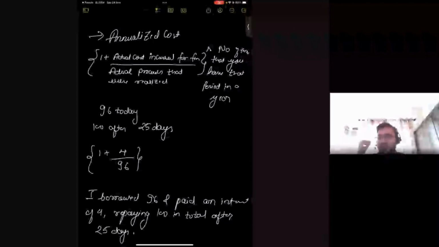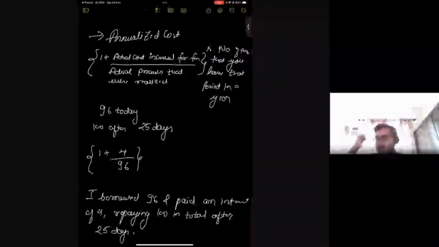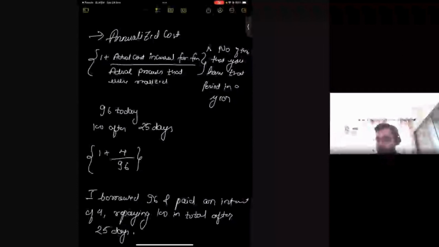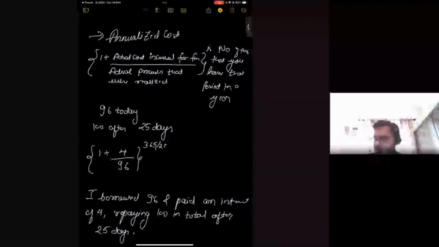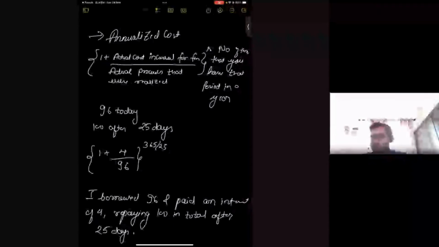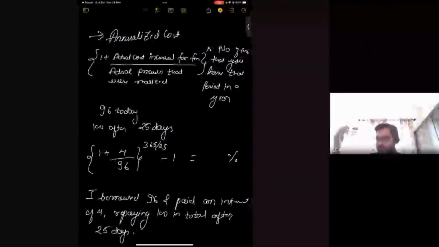So you're essentially borrowing 96, adding an interest of 4 to it and repaying a total of 100 after a period of 25 days. And the power will be 365 divided by 25, because 365 by 25 is the number of times you will have a 25-day interval during a year. Of course, minus 1, and this will give you a particular percentage cost.